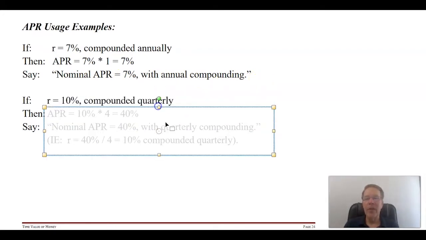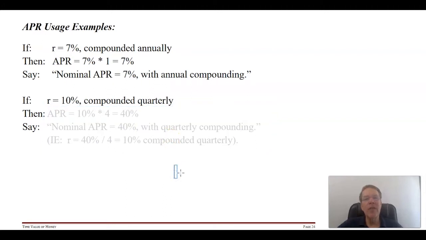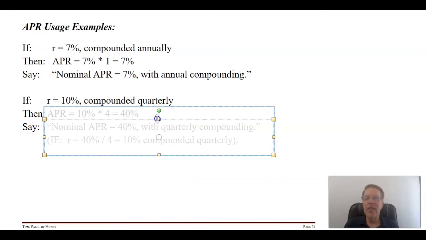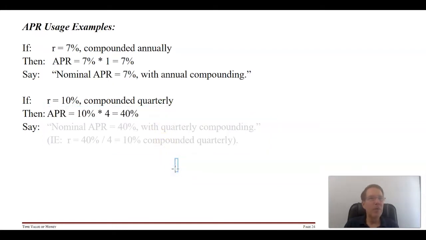All right, so let's look at one that is a little more meaningful. Let's say we have a native interest rate with quarterly compounding. So we have R equals 10% compounded quarterly. That's our native rate. So using our definition of APR, what's the APR? The APR is the native rate times the number of compounding periods per year, 10% times 4, or 40%.